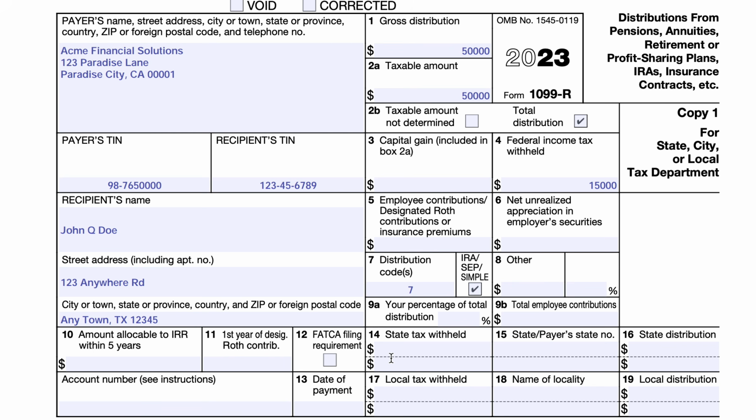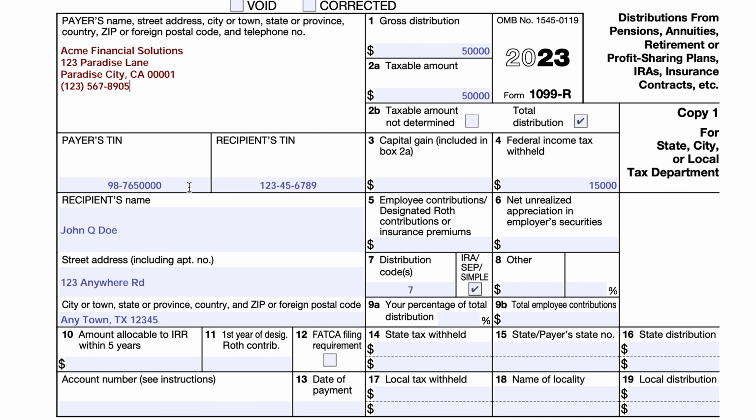We're going to cover them all step by step, and if there's anything that we don't cover here, it's in our article. So let's start over on the left-hand side. We've got the payer's contact information. I did forget to put the phone number. Let's just call it. There we go. So Acme Financial Solutions, let's just imagine that this is an IRA distribution.